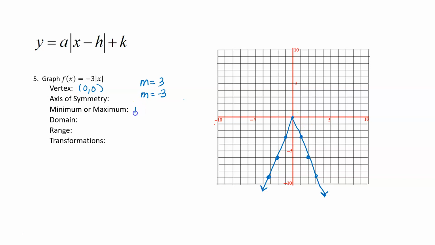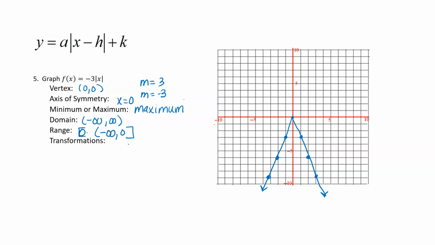We have a maximum this time. I'm glad we showed this example because we have a high point instead of a low point. Our axis of symmetry is x equals 0. The domain is still forever left, forever right. Our range, with the high point, we're going to go lowest first, so negative infinity, and this time we're going to put the 0 on the right side.